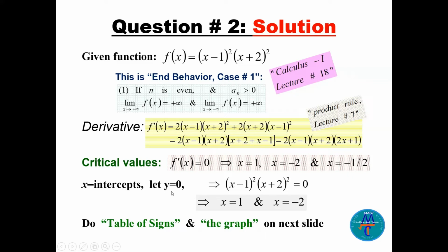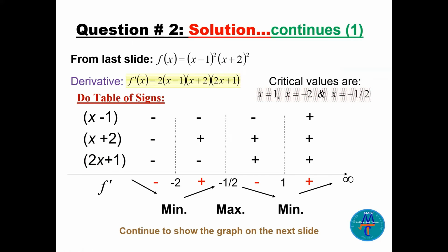X-intercept, let y equal 0, so we can put the whole function equal to 0, so x will be 1 and minus 2, the x-intercepts. Now let's look at this nice, big, huge table of signs because we have 3 critical values. So we have to make it a little bigger. Okay, so we put x minus 1. This is f prime, x minus 1, x plus 2, 2x plus 1.